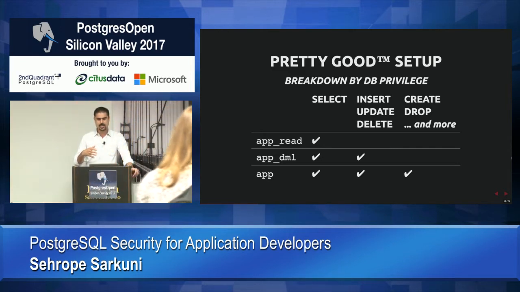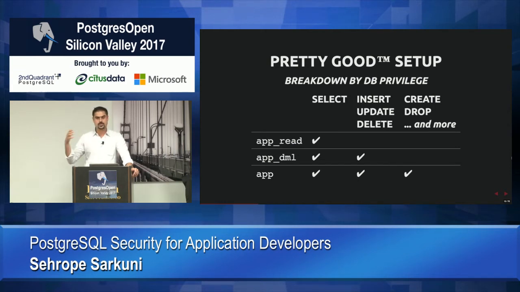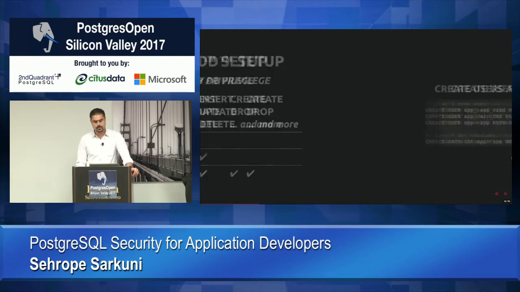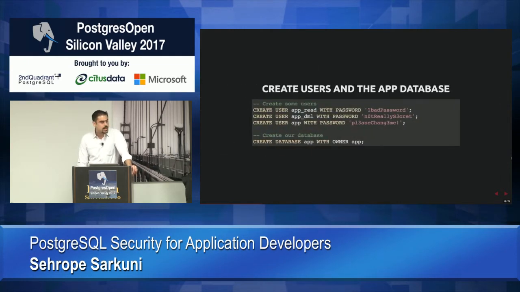And then finally, the app account itself, which is named like that to match up with the database, because it's semi-convenient from psql to log in. And you can do DB migrations. You can do creates, drops, alters, and all those permissions. So to actually set this up, here we're creating 3 different users. We have app read, app DML, and app, and then we create our database, which is also called app, with the owner being our app account.